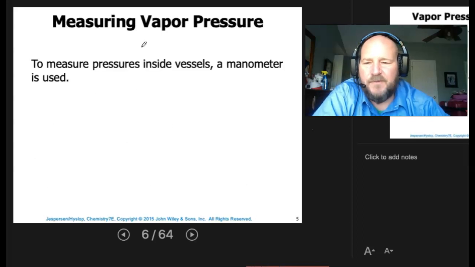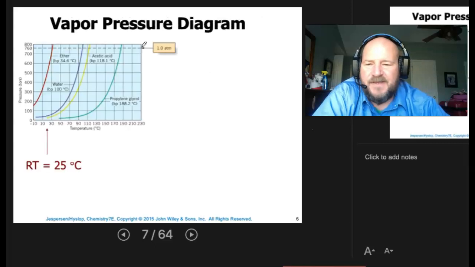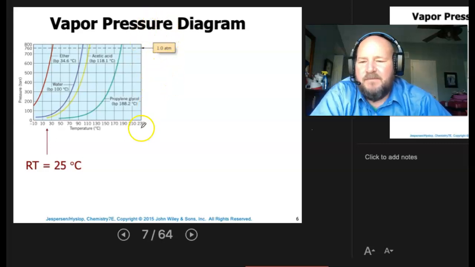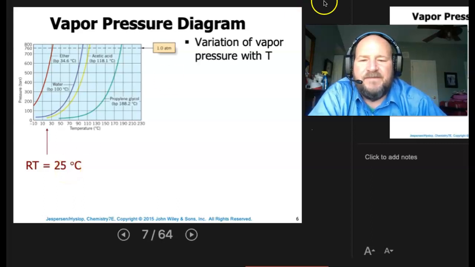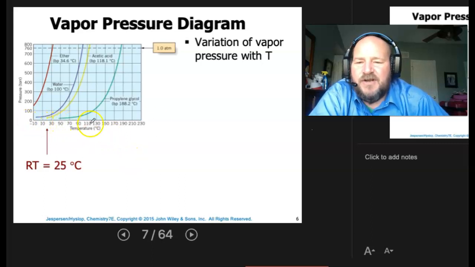All right, so measuring vapor pressure. To measure pressure inside vessels, we'd use a manometer. We talked about that before. So if you want to go back and look at gases, what we can do is generate a vapor pressure diagram. So here what we can do is look at the variation of vapor pressure with the increase in temperature. So down here we can see temperature is going to go up, and of course the pressure starts to go up.